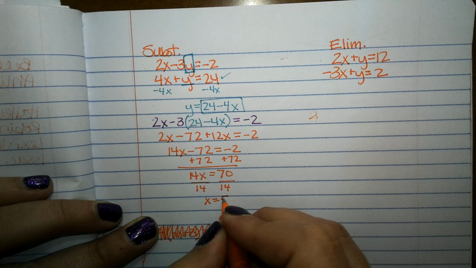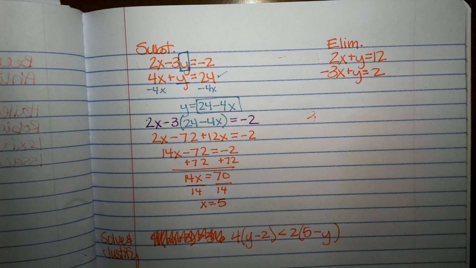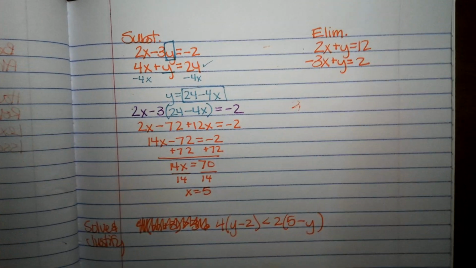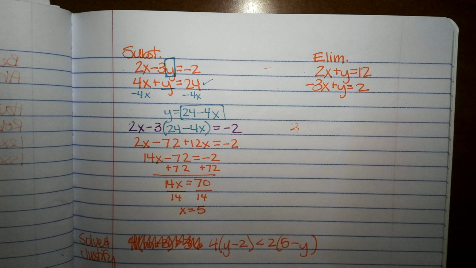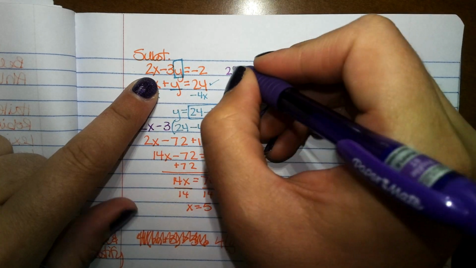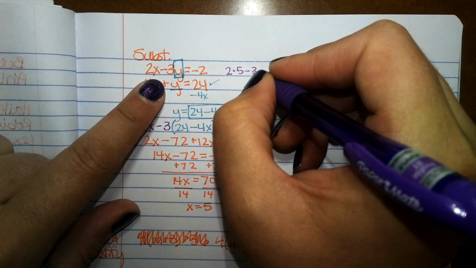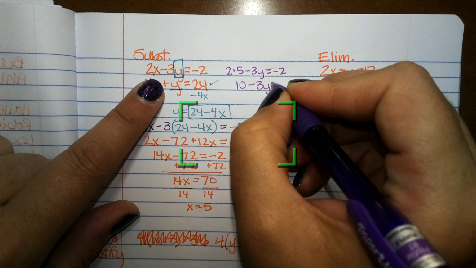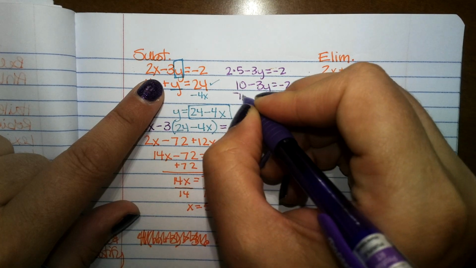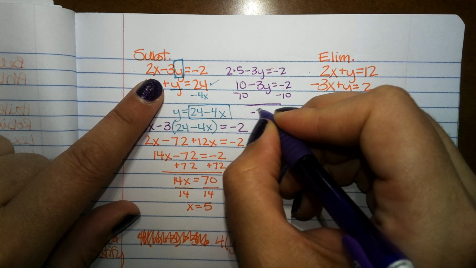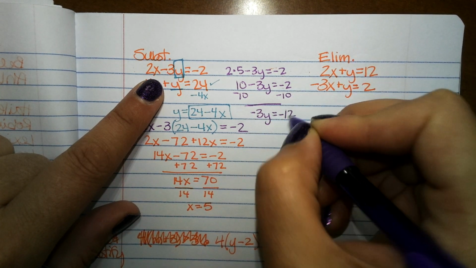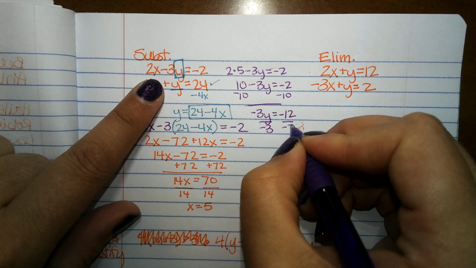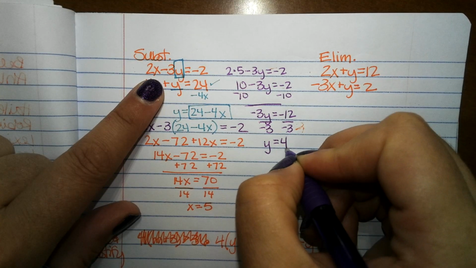X equals 5. Now to check this, actually, I need to solve for y first. I'm going to plug it back into either equation. I'm just going to plug it into the top one. So 2 times x is 5, minus 3y equals -2. 2 times 5 is 10. I'm going to get y by itself, so I'm going to subtract 10 from both sides. I have -3y equals -12. Divide by -3. Y equals 4.